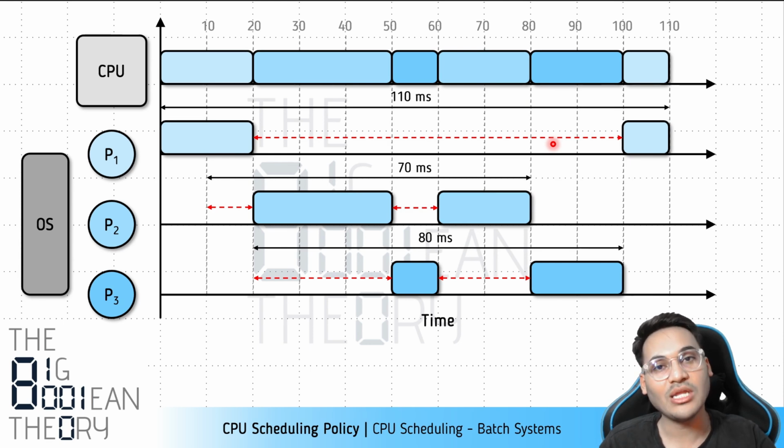Any policy that minimizes the turnaround time or minimizes the waiting time is a good policy, and vice versa. If there is a policy which is performing badly, that is, having a high turnaround time for the process, then that is not something which we will prefer for batch systems. So this was about the scheduling metrics that we will follow when we are talking about batch systems.